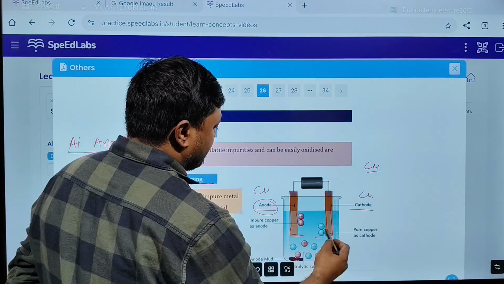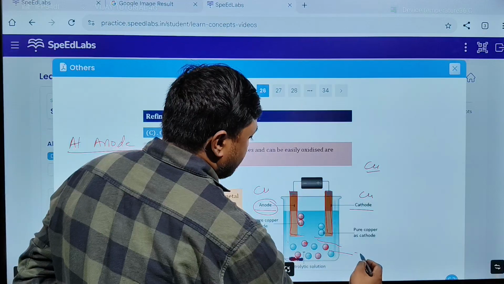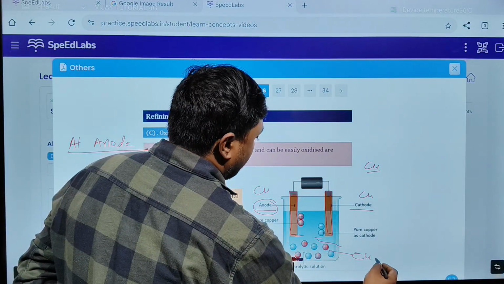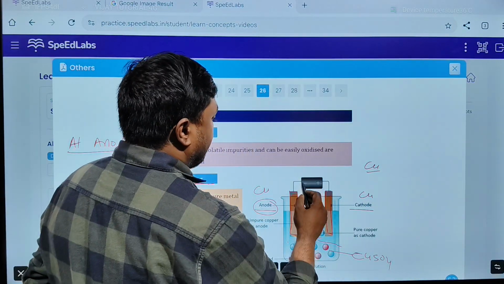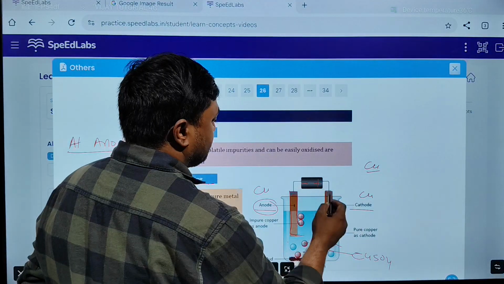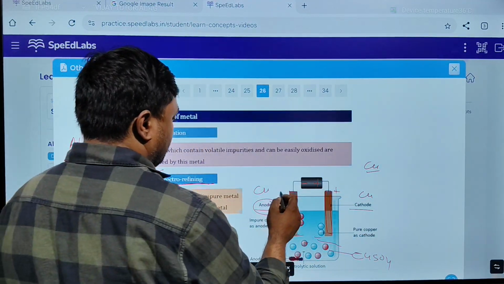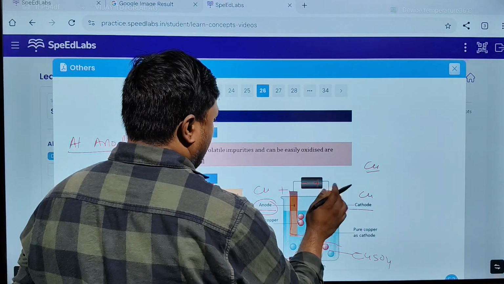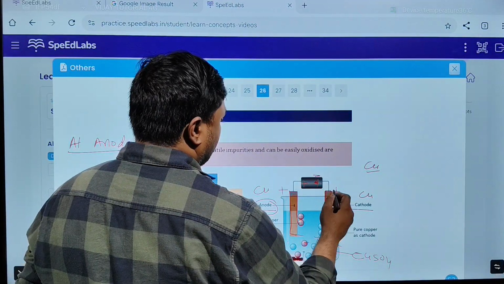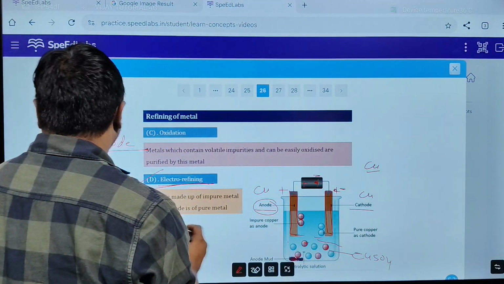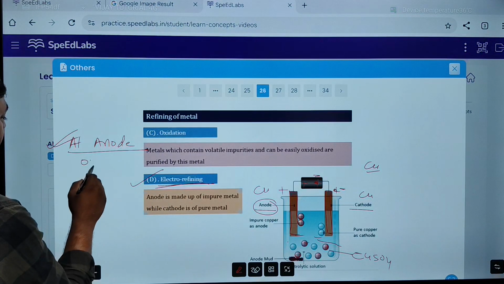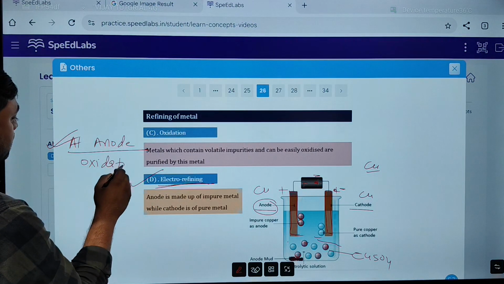That is dipped into an electrolyte. If it is copper, we have to take the electrolyte of copper, that is copper sulfate, connected to a cell, negative and positive. Positive is called the anode and negative is called the cathode. So generally at the anode, oxidation takes place.